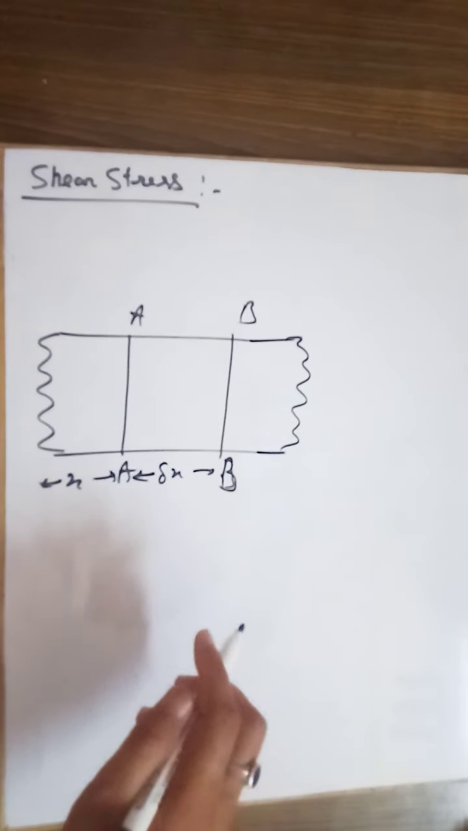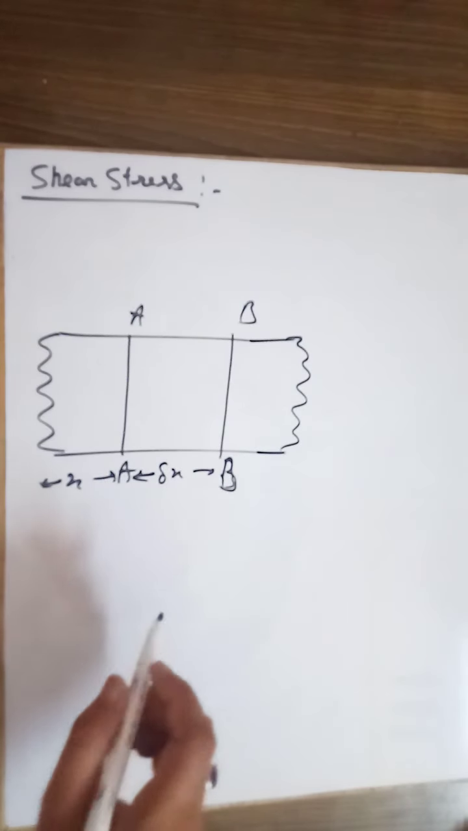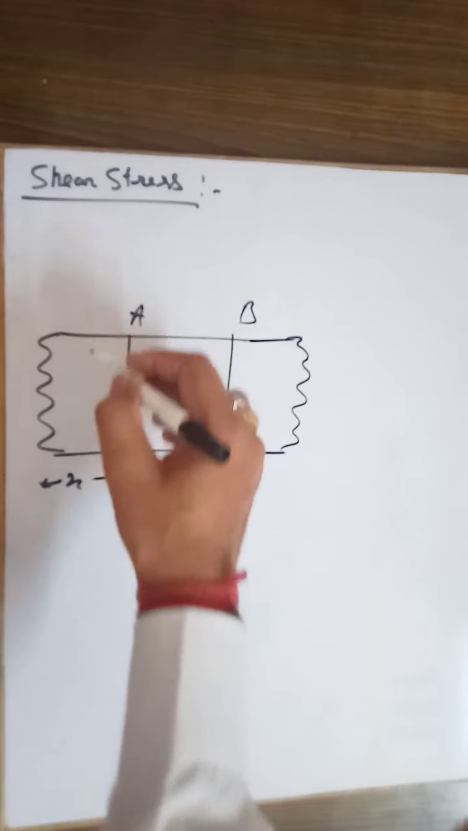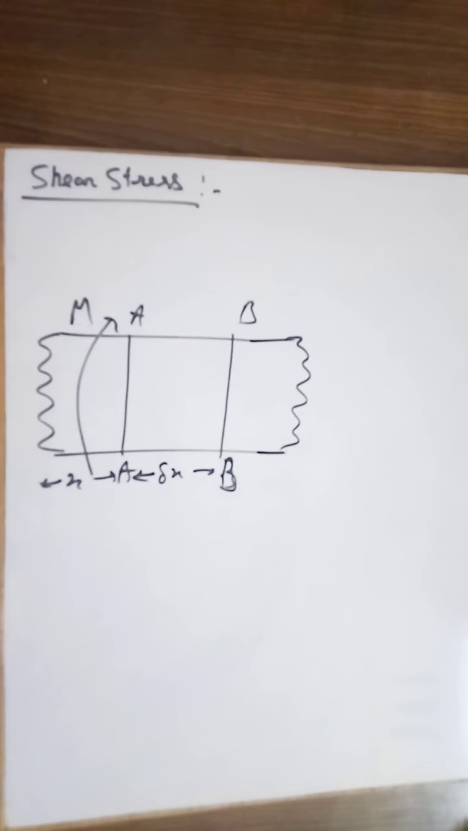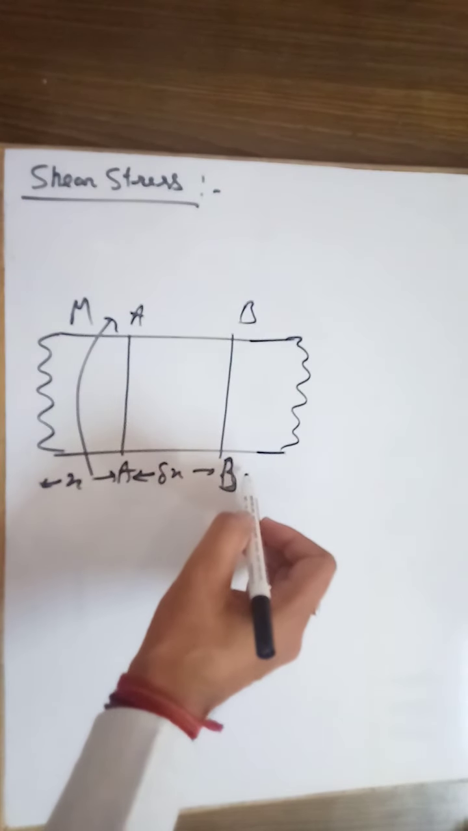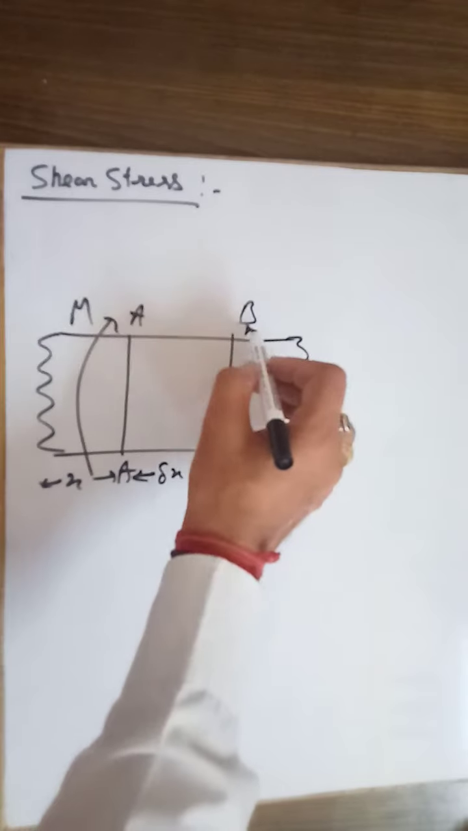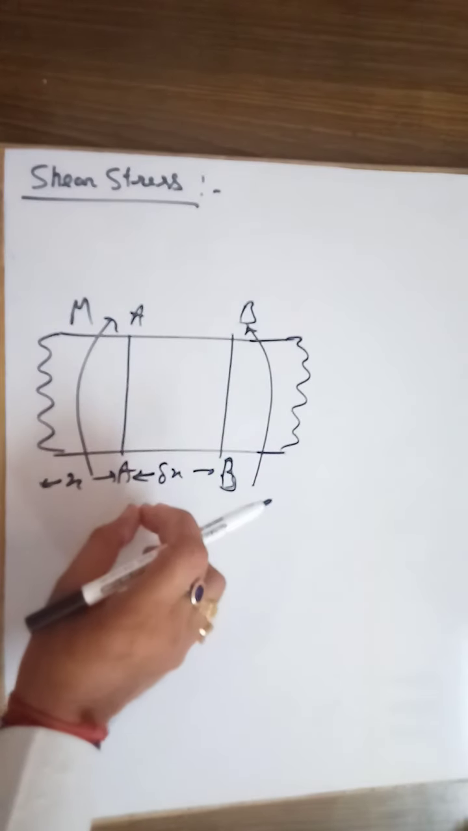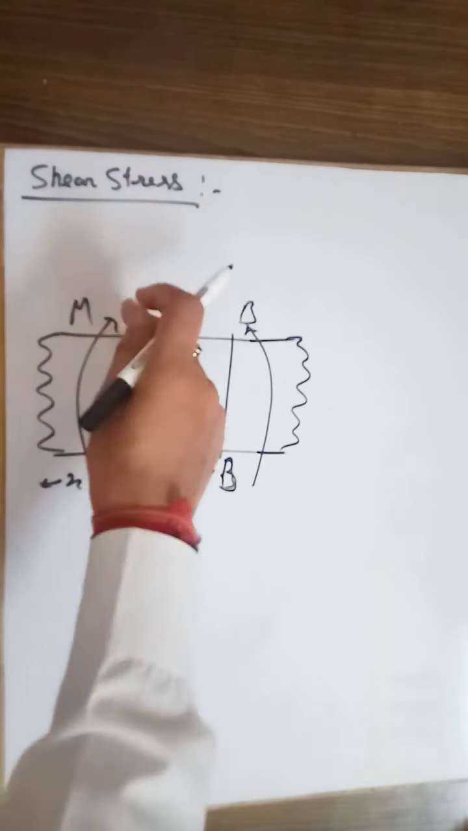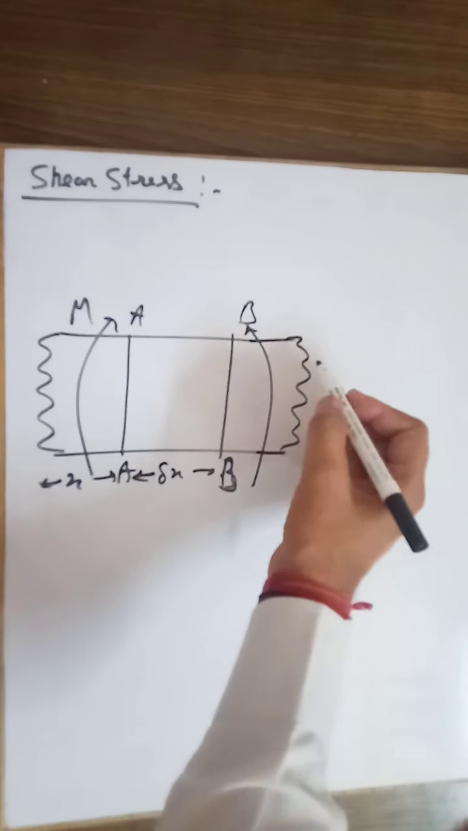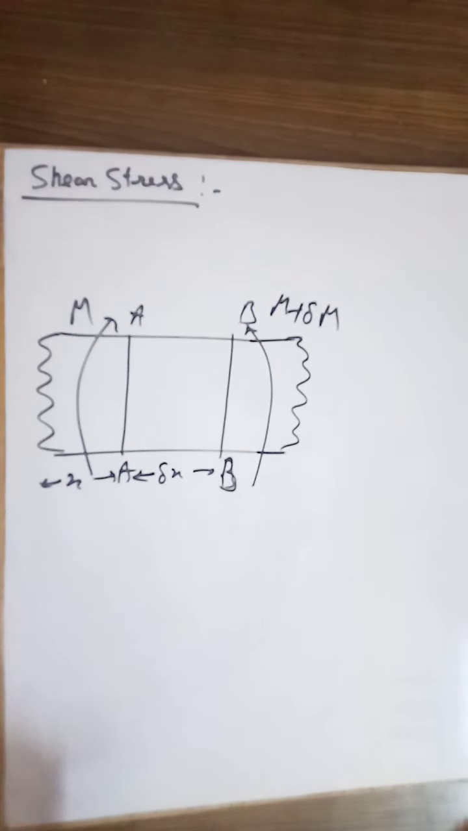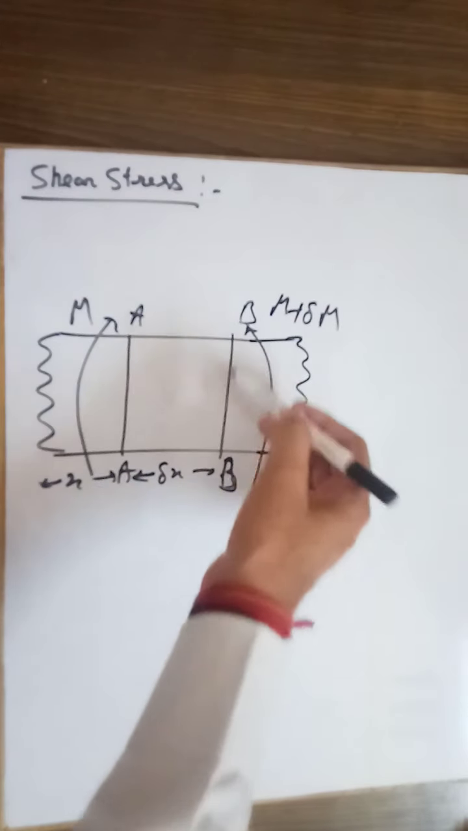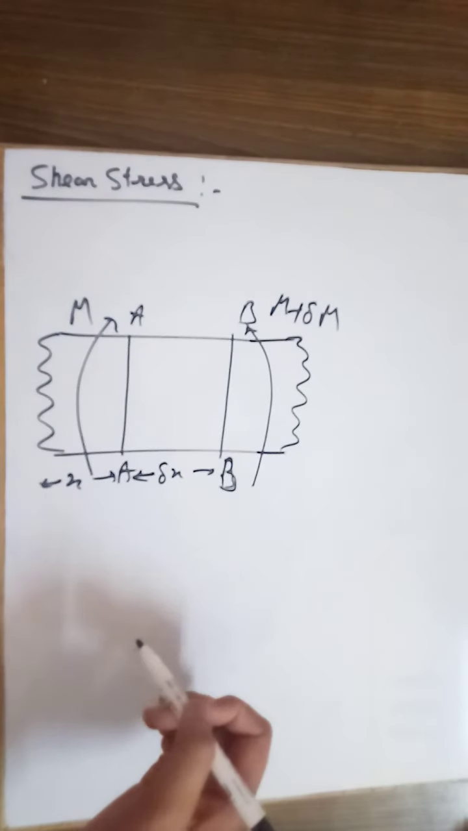Let the bending moment at the section AA be M. Similarly, for the section BB, if this is M, then here we will say it is M plus delta M. So that is the bending moment at section BB.